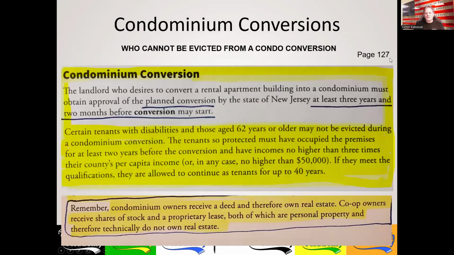Okay, so here in the book, page 127 is where you could get these rules about who cannot be evicted and what a landlord has to do to convert a building to a condo. And then below that, remember, condominium owners receive a deed and therefore they own real estate. Co-op owners receive shares of stock in a proprietary lease, both of which are personal property, and therefore technically they do not own real estate. Yeah, they own stock in the corporation that owns the real estate.